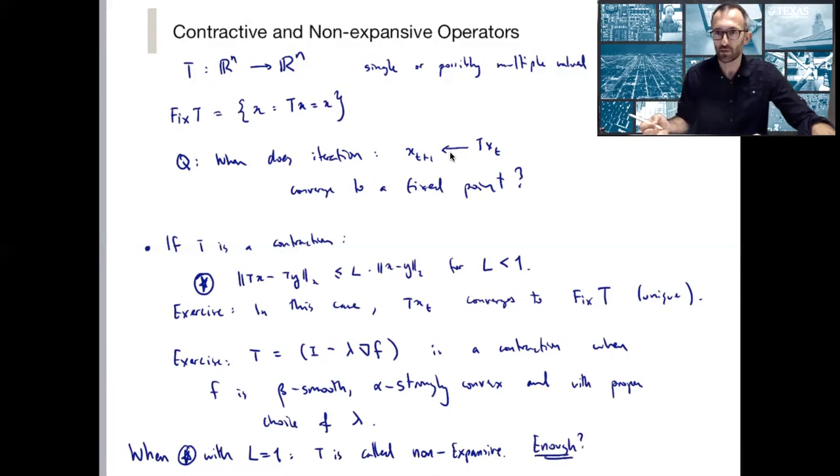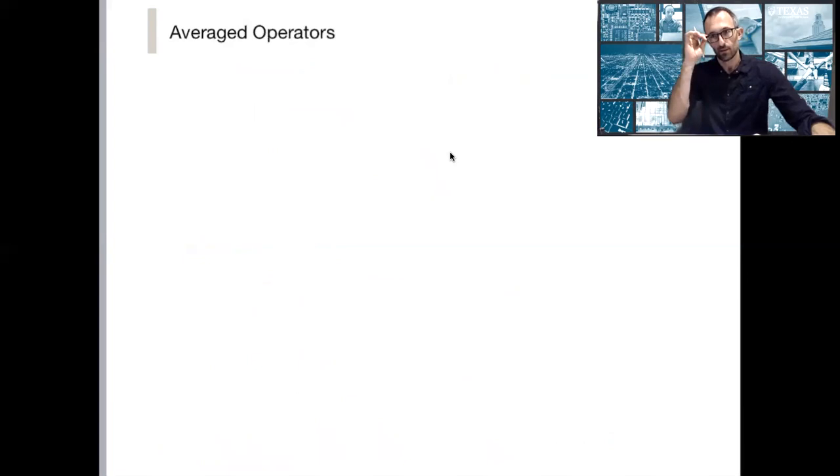And the answer, of course, is no. It's easy to see that. Multiplication by minus 1 is an example of a non-expansive operator. Rotation is an example of a non-expansive operator. So by itself, this isn't enough. So we need to define an additional property that's going to give us convergence in this setting of non-expansive.